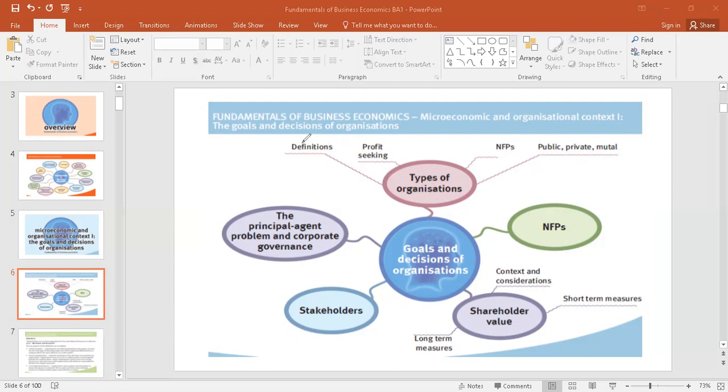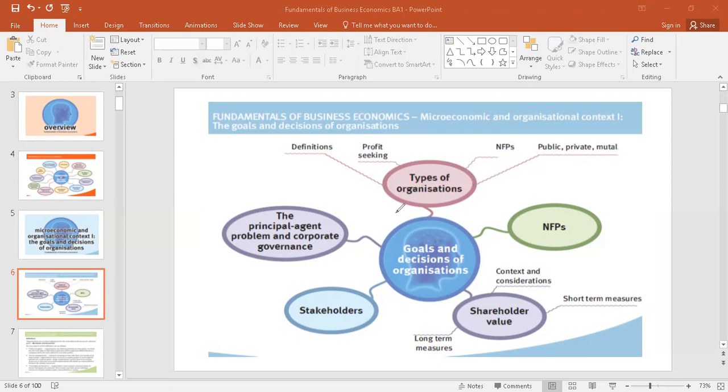First, let's understand the definition, the objective behind why the organization is set up. So, classification based on whether it is profit seeking or not for profit. So, profit seeking and not for profit organizations. We have another classification: public, private, and mutual.